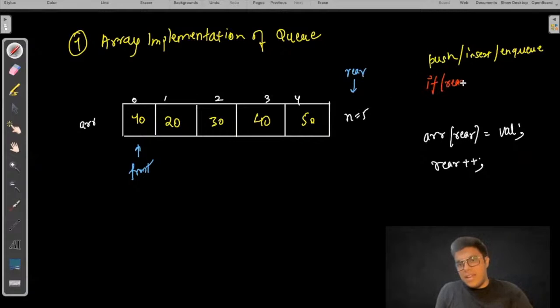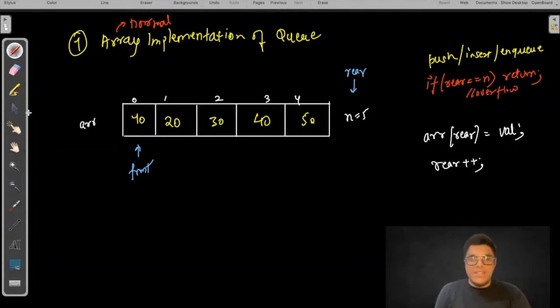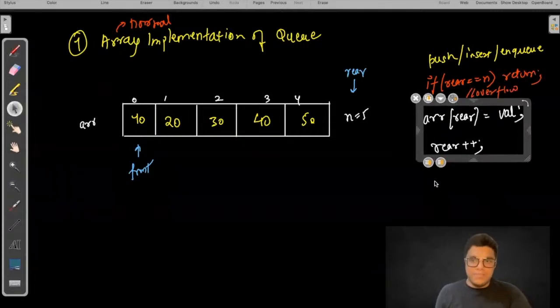So if rear is pointing to n, currently it is not a circular array. Please do not assume this is circular. This is a normal, non-circular array. So the non-circular array implementation we are following. If the rear pointer is pointing to the array dot length, we can simply return. We cannot push more elements because it is overflow. This is the overflow scenario. So let me write in red, overflow. Otherwise, we can insert the element at the rear pointer.